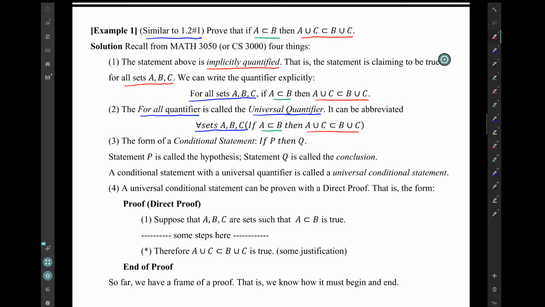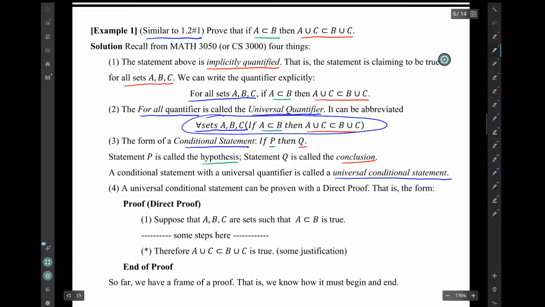Also recall the form of a conditional statement. If P, then Q. The statement P is called the hypothesis. The statement Q is called the conclusion. And as I mentioned earlier, a conditional statement with a universal quantifier parked in front of it is called a universal conditional statement. So what we have here is a universal conditional statement.